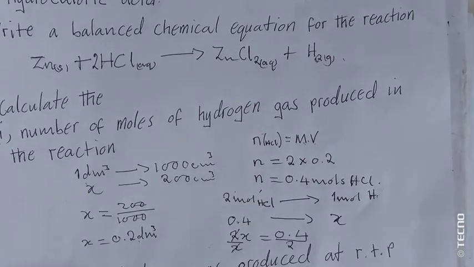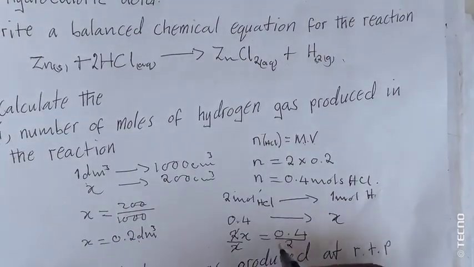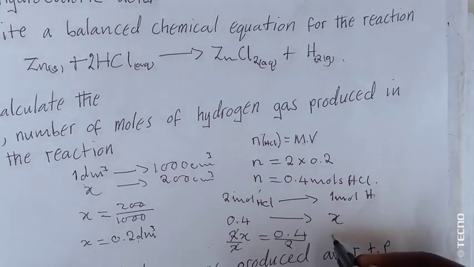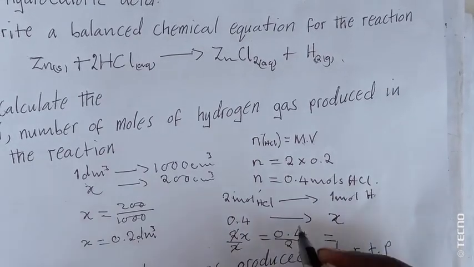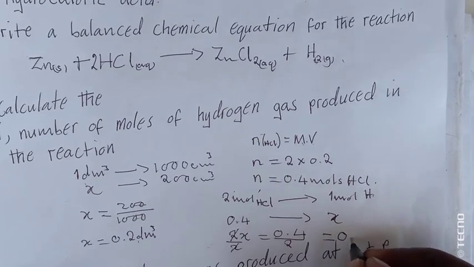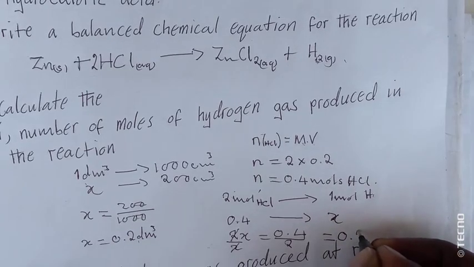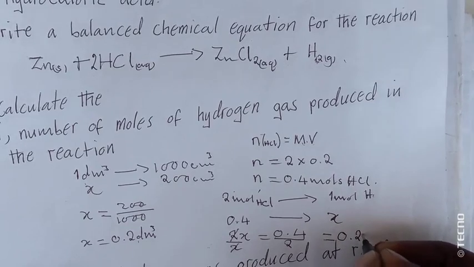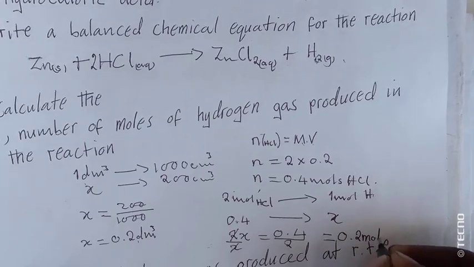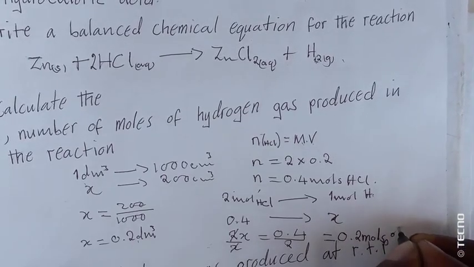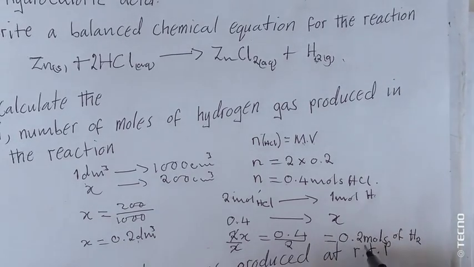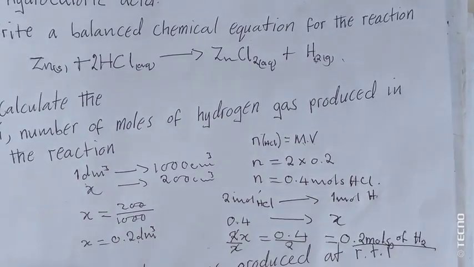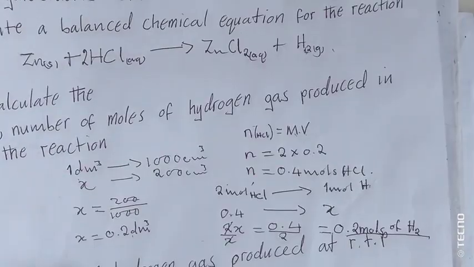So here we've got this one into that. How many times? So I will write this side. So this into that, we've got 0.2 moles. So this is the number of moles of hydrogen gas. So this is what we have found. So this is 0.2 moles of hydrogen gas.